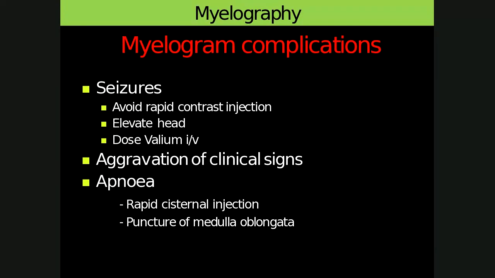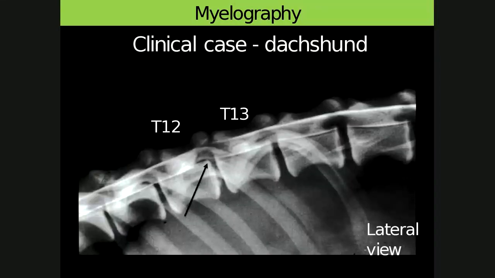The clinical signs might be aggravated due to introduction of the ioxol. It may also be aggravated because some flexed, extended, or traction views have been done, or if a myelogram has been performed in a patient with inflammatory or infectious spinal disease, for example, GME. Ideally, we don't want to do myelography in those cases. Apnea might occur if you inject too rapidly, and obviously if you puncture the medulla oblongata, then you might have some serious side effects.